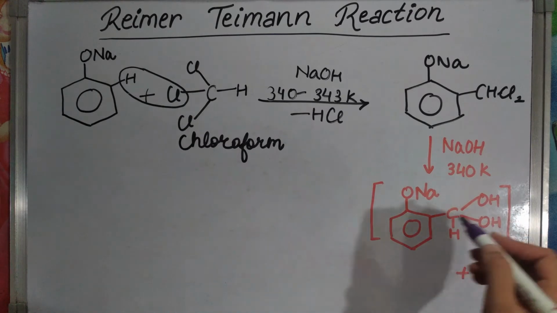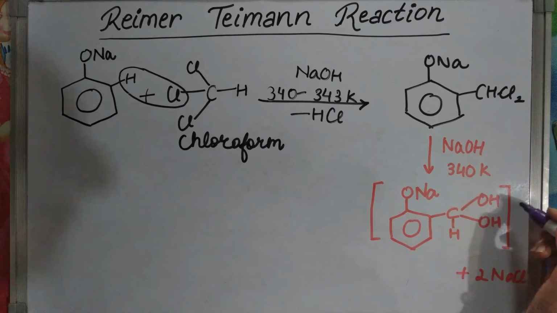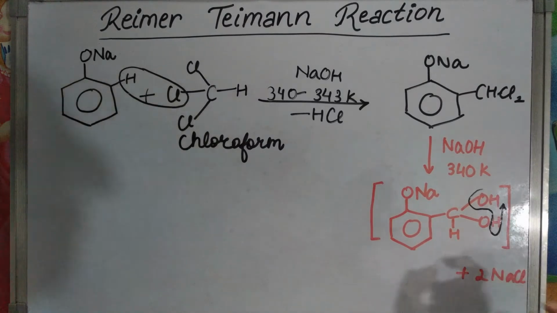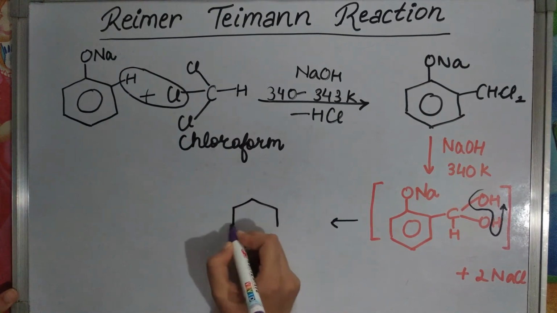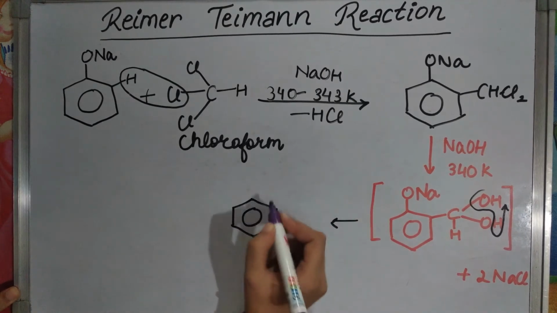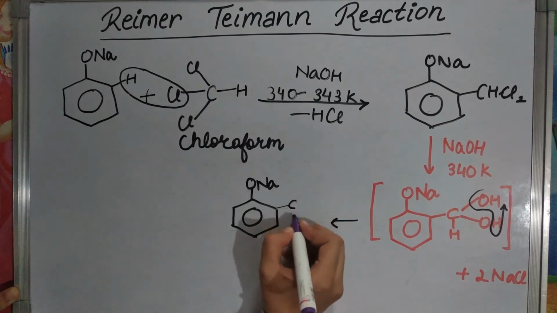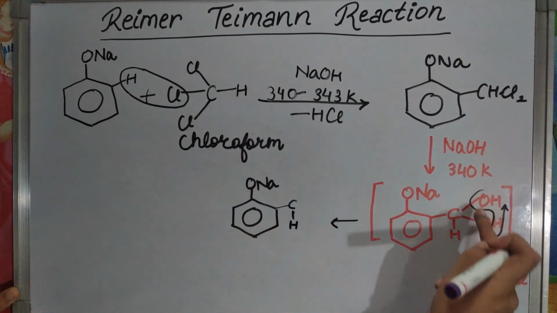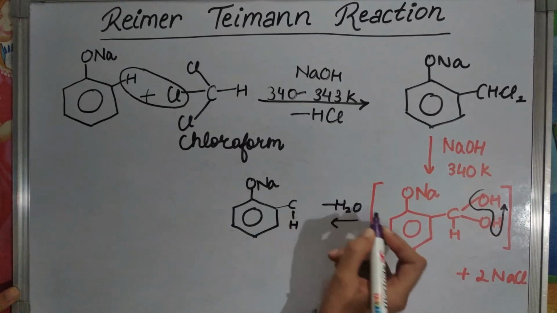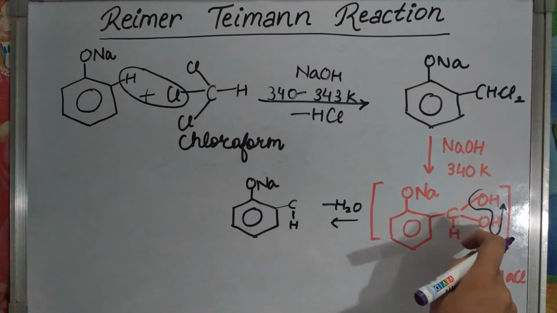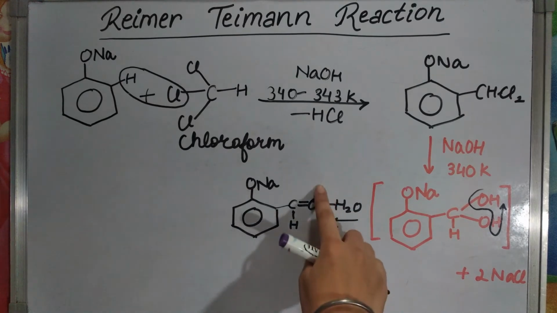Now in this step, it is clear that from 2 hydroxyl groups we can remove 1 molecule of water. Like this. So the rest part of the molecule remains the same, that is ONa remains same on its position, CH remains same. Now from here 1 water molecule is being removed, so we will write minus water, and here 1 bond with oxygen is left, so it will become double bond O, right?